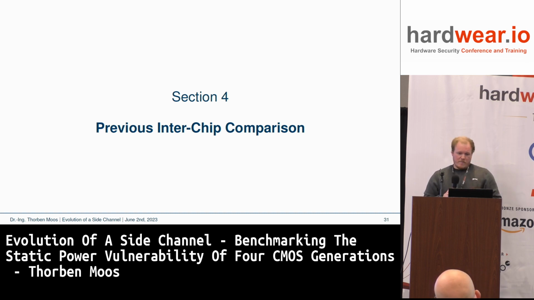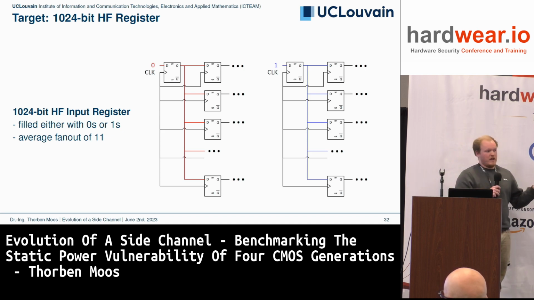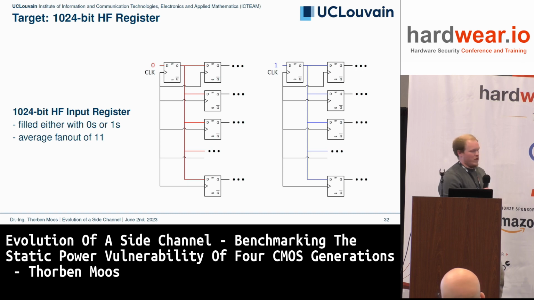Then I'm presenting some results that we published at CHES 2019, I believe. There we did the first comparison. At that point, we only had the 90 nanometer and the 65 nanometer chip. So we only compared these two, and we wanted to have some target at the very beginning that we know leaks a lot. So we took a 1024 bits high fan-out input register. So it's many cells that are leaking about that. And it has an average fan-out of 11.